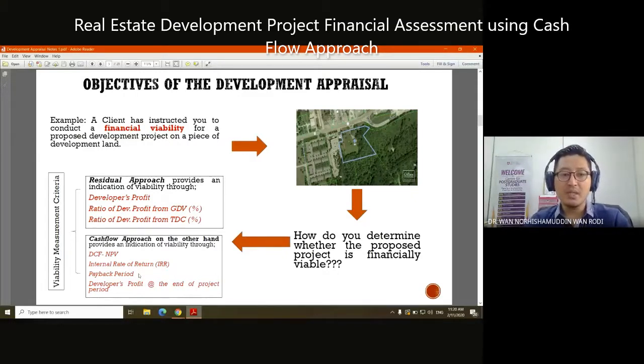Okay, and then last but not least, we need to also estimate the developer's profit at the end of the project period. To achieve these results, we can also use the DCF, NPV and also the payback period. So the question is, how do we determine whether the proposed project is financially viable? We will use all these measurements to determine the viability of a certain project.